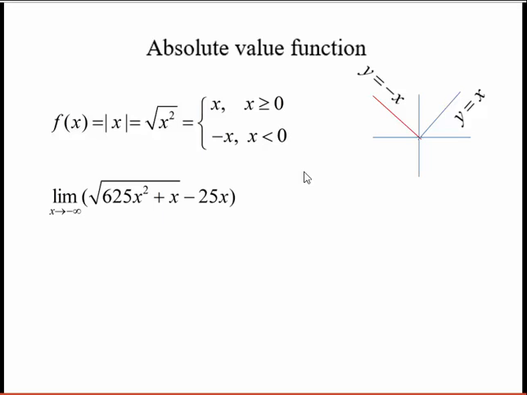Now we take one problem where x approaches negative infinity and you have the square root of 625x squared plus x, minus 25x. Let us have the diagnosis. We have x approaches negative infinity. So by definition, you see you have inside this one, so by that definition, this answer will be negative 25.